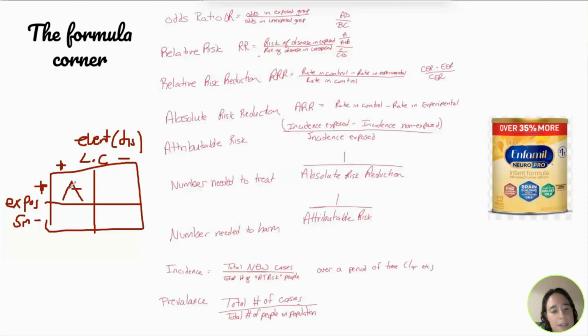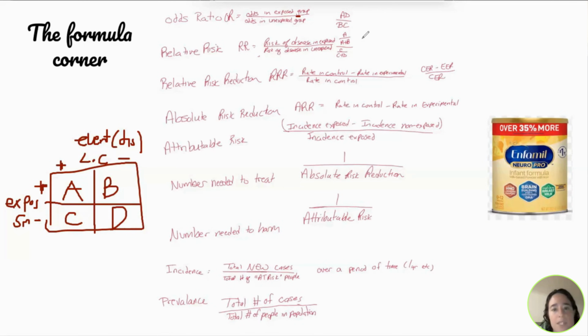So if they have both, we'll call them A. If they don't get the lung cancer, but they did smoke, if they got very lucky, we'll call them B. If they had the lung cancer, but no exposure, we'll call them C. And then if they had neither, we'll call them D. And then we can calculate an odds ratio. This is odds in the exposed group divided by odds in the unexposed group.